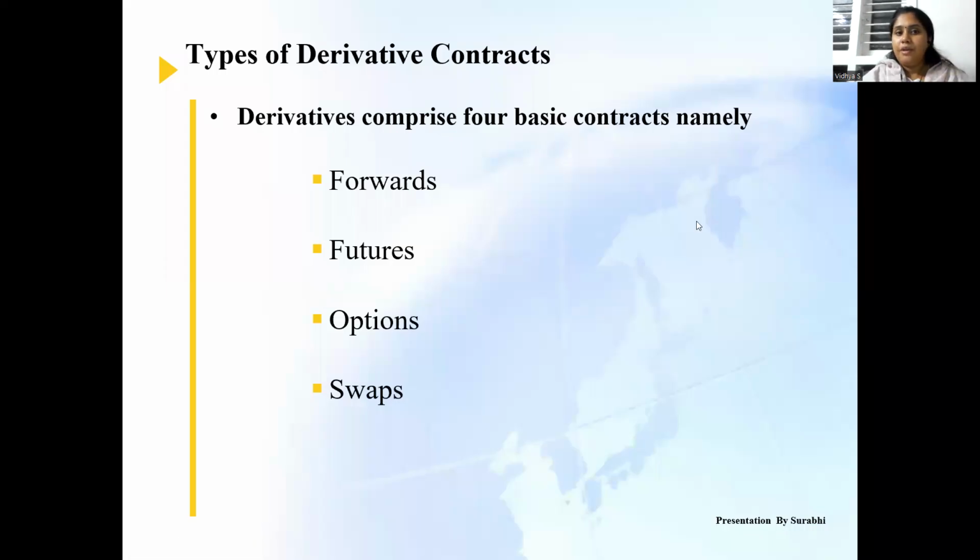Okay. Now we will come to the types of derivatives. Derivatives mainly consist of four basic contracts: forwards, futures, options, and swaps. Today we'll be learning all these four things in detail.